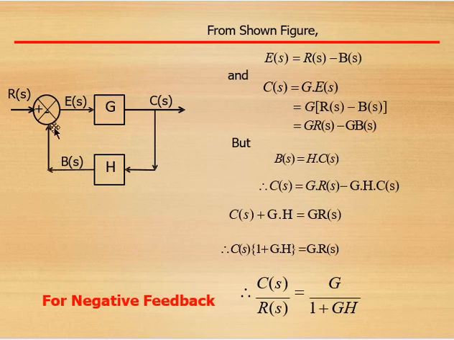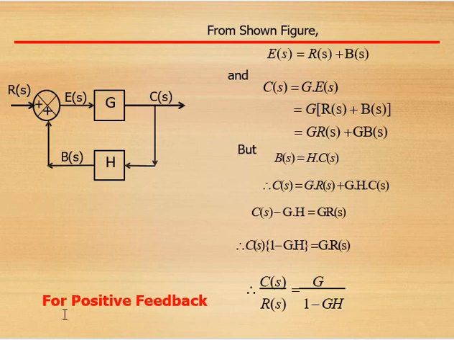When we give the feedback signal to the negative point of a summing point, that feedback is called negative feedback. For negative feedback, C(S) divided by R(S), the transfer function, is given by G divided by 1 plus GH. You have to keep in mind that if there is a negative sign here, then here it will be positive, exactly opposite. Similarly, if I take positive feedback, meaning I apply this B(S) to the plus point of the summing point, then I will get the equation G divided by 1 minus GH.